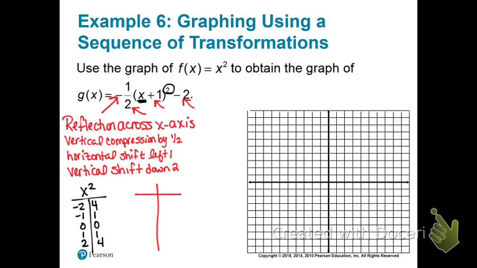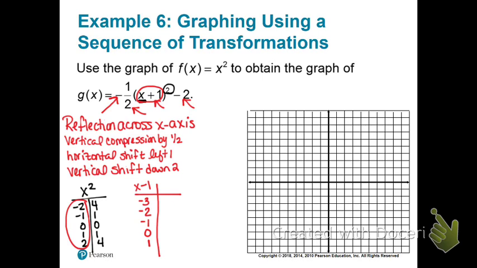And now we're going to work on our transformation table. I'm going to start with just my x's. Is there anything inside with x? Yeah, it says x plus 1, but we know with x we do the opposite, so we're not going to plus 1, we're going to minus 1. So take all your x's over here and we're going to subtract 1 from them. So negative 2 minus 1, negative 1 minus 1, 0 minus 1, 1 minus 1, and 2 minus 1. Good.